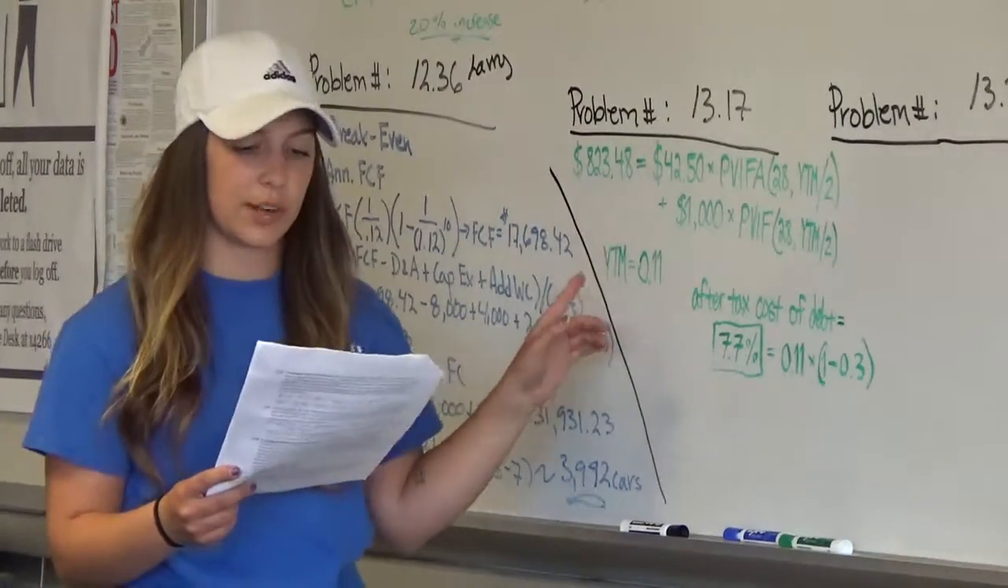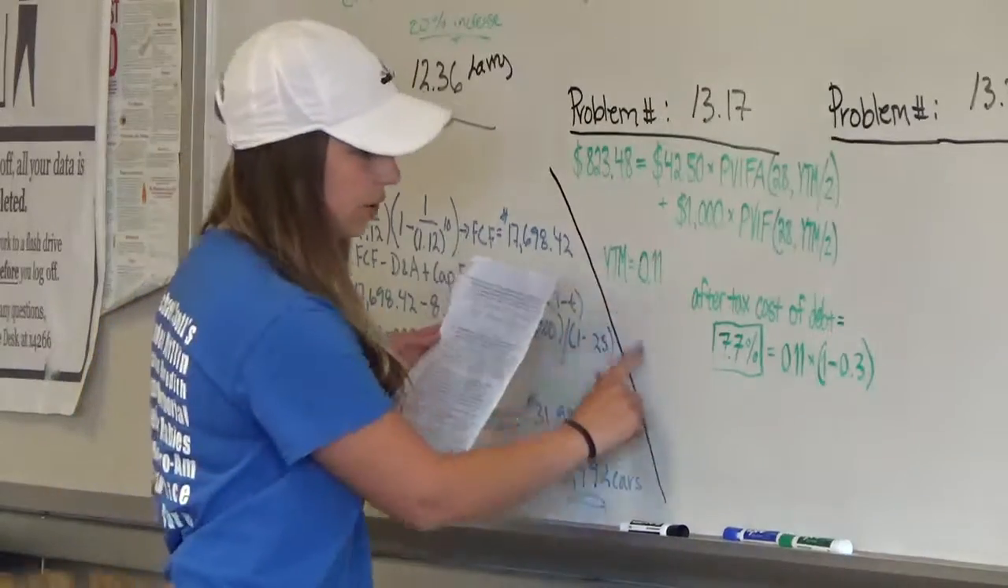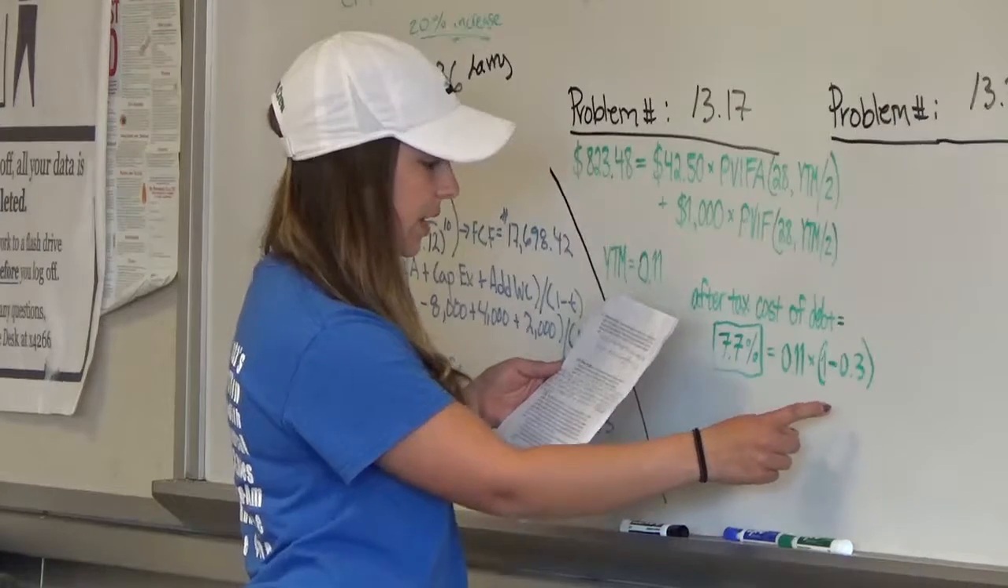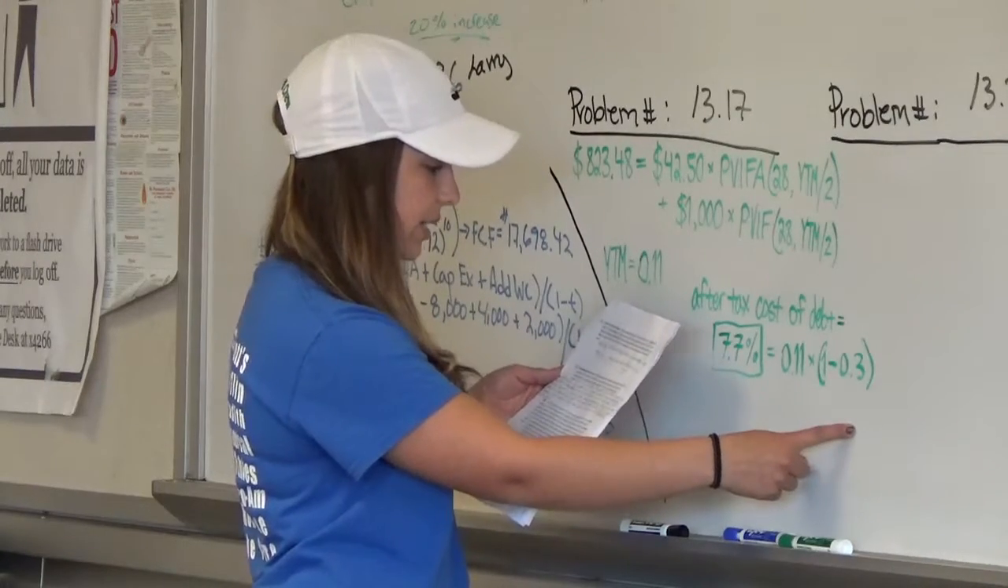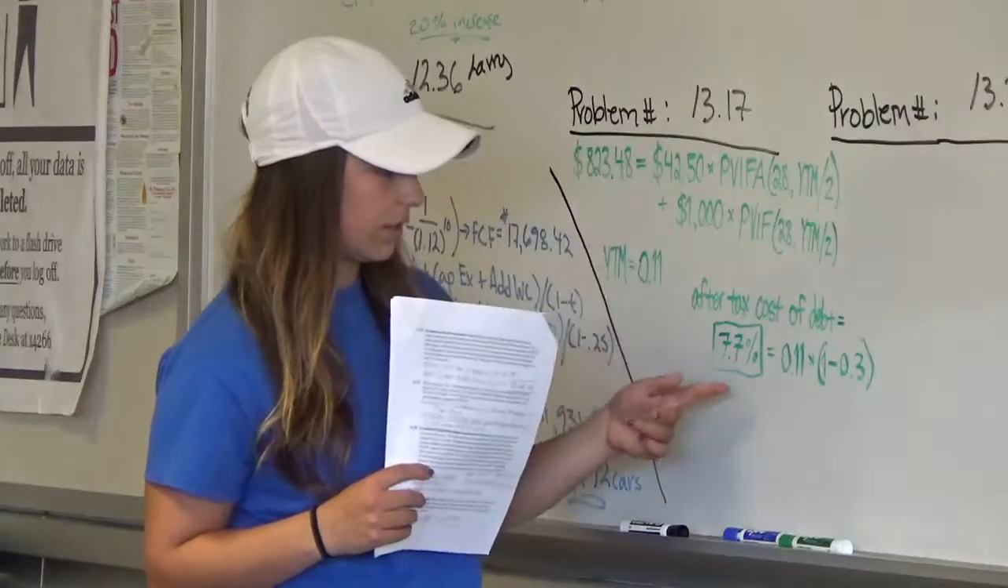The entire problem is actually looking for the after-tax cost of debt. So you take the yield to maturity over here, multiply it by 1 minus the marginal tax rate, and you get 7.7%.